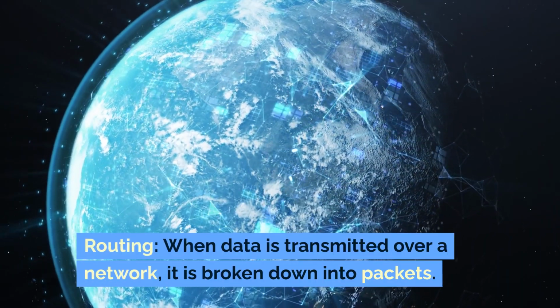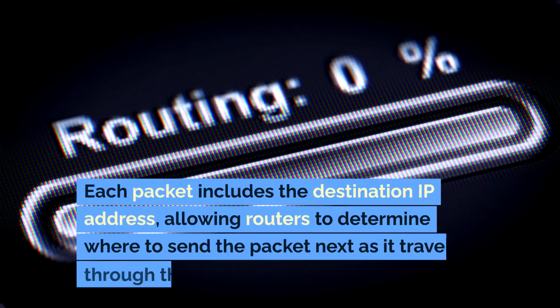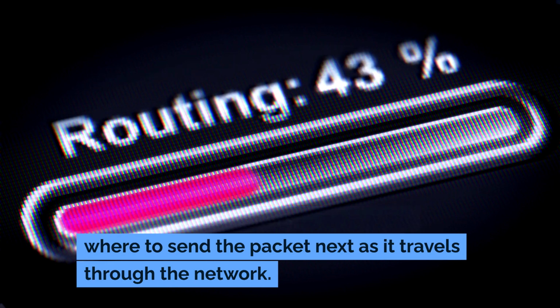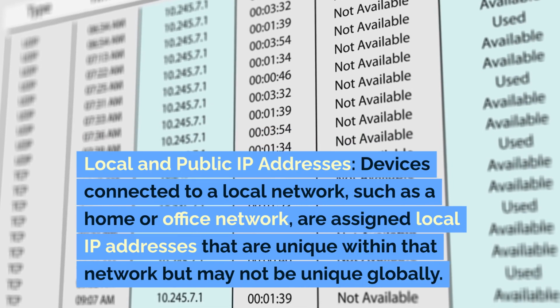Routing. When data is transmitted over a network, it is broken down into packets. Each packet includes the destination IP address, allowing routers to determine where to send the packet next as it travels through the network.